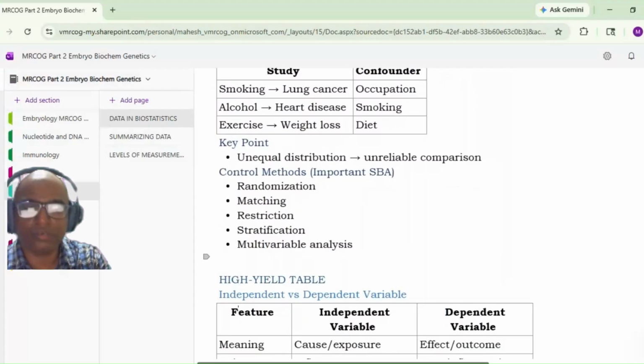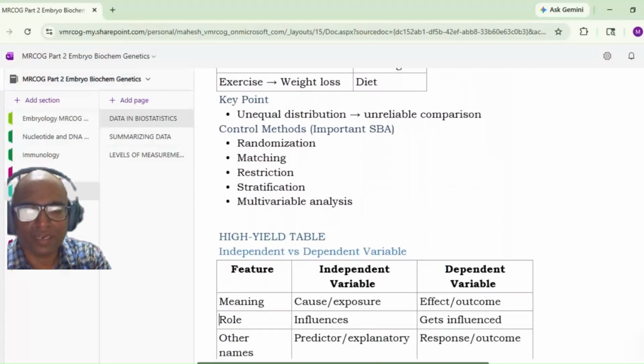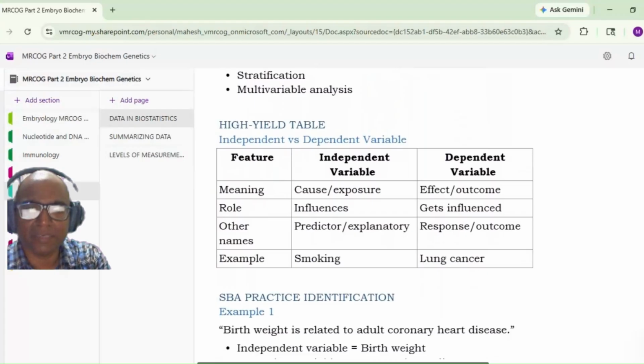Okay, certain things about the independent variables and the dependent variables, we will revise again. The independent variable is generally the cause or the exposure. It generally influences the other variable, and it is also called the predictor variable or explanatory variable. An example is smoking. While the dependent variable is the effect or the outcome which is happening, it gets influenced by the other variable, and it is the response or the outcome variable. These are the other names for it. An example is lung cancer.